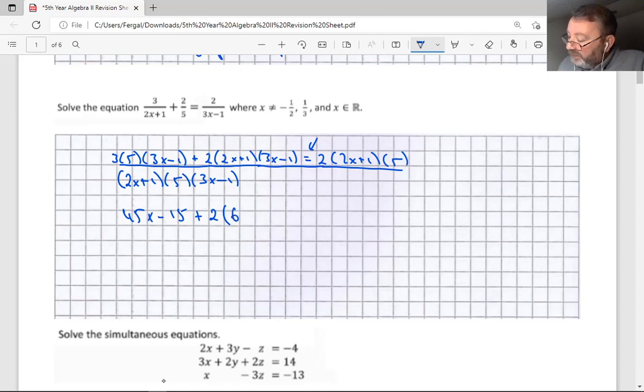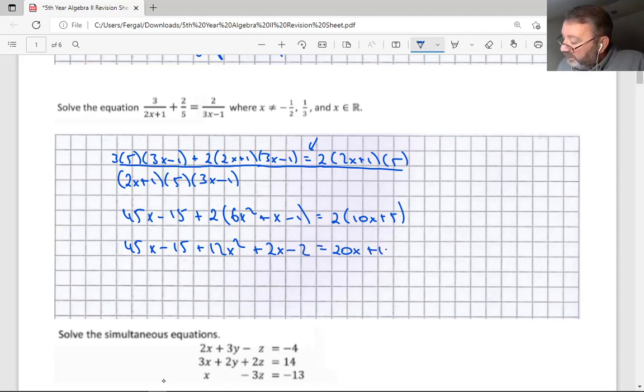So that gives me 6x squared. Then minus 2x plus 3x, which is plus x. And plus 1 by minus 1 is minus 1. And that is equal to 2 times 10x plus 5. And the last thing then, take away the remaining brackets. 45x minus 15 plus 12x squared plus 2x minus 2 is equal to 20x plus 10.